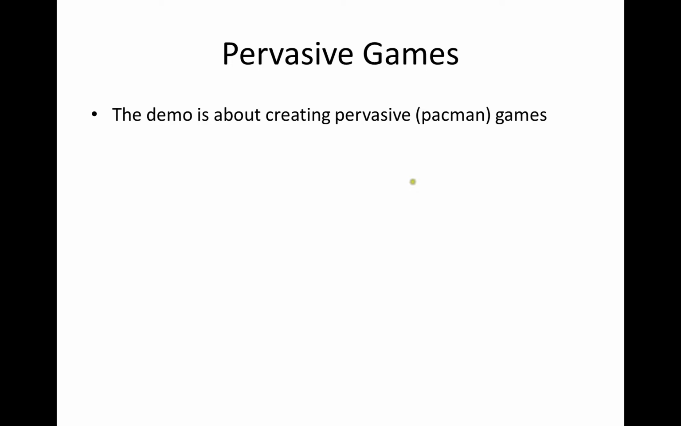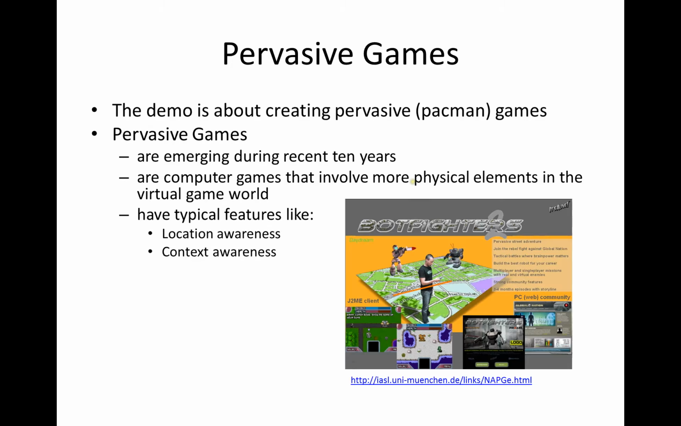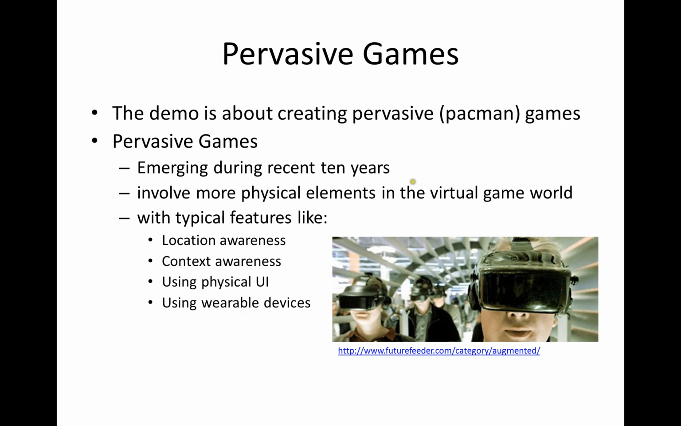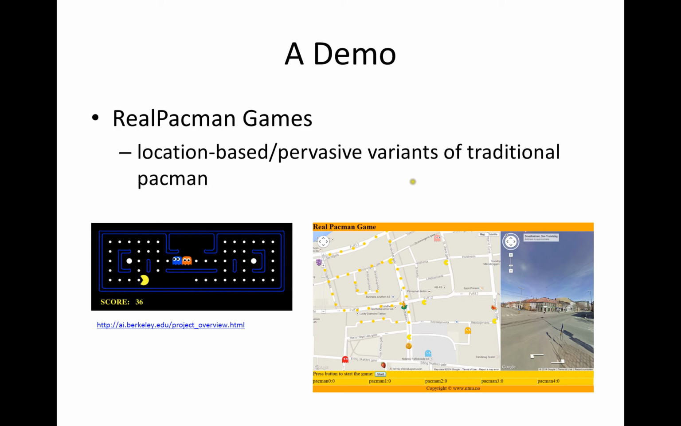The emerging pervasive games are computer games that involve more physical elements in the virtual game world, with typical features like location awareness, using wearable devices, and mobility. Real Pac-Man games are pervasive variants of traditional Pac-Man games. In traditional games, Pac-Mans run and eat Pac-Dots in mazes. They avoid enemies unless they have just eaten fruits and become stronger.